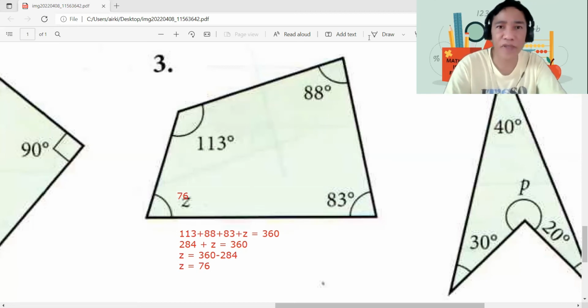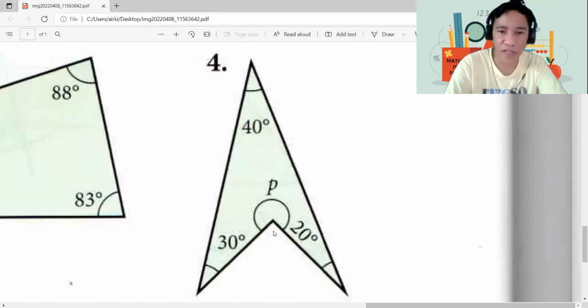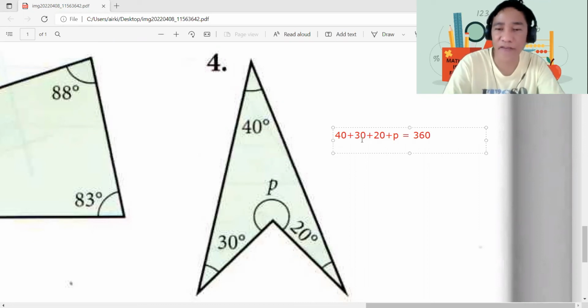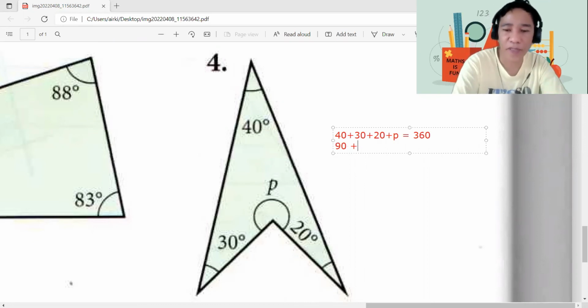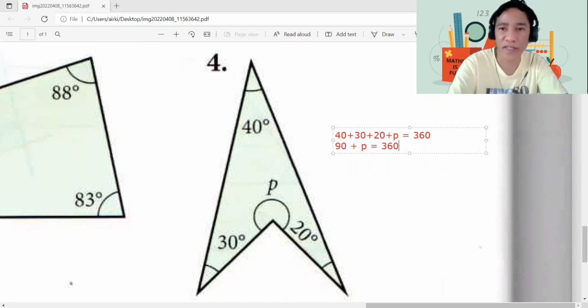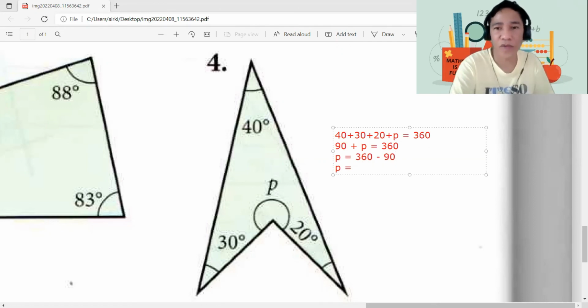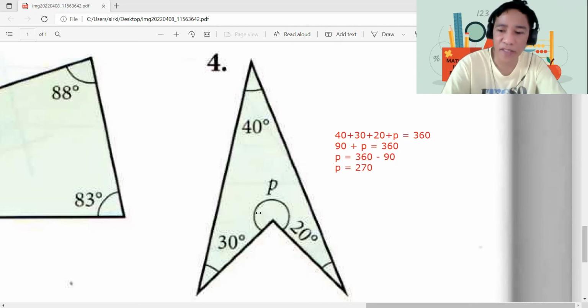For the last example, this is still a quadrilateral because you still have 4 sides. All you have to do is add 40 plus 30 plus 20 plus p equals 360 degrees. So 40 plus 30 is 70, plus 20 is 90, plus p equals 360 degrees. So again, move 90 to the right side and change the sign. So p equals 360 minus 90. What is 360 minus 90? The answer is 270 degrees. So angle p here is 270 degrees.